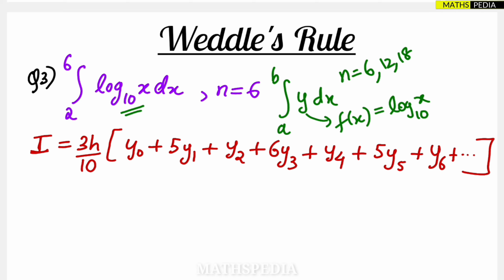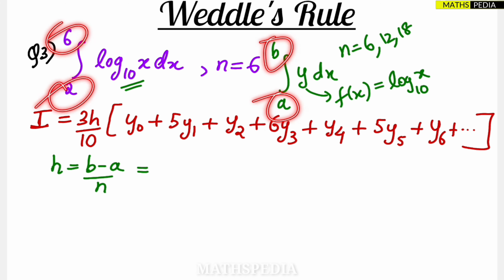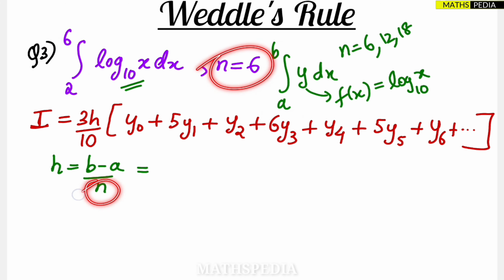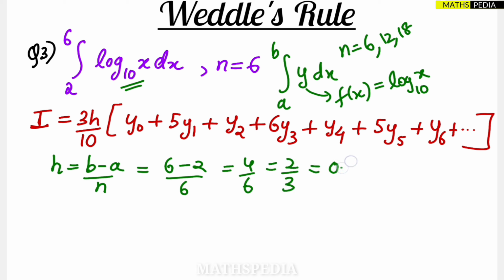I'll show you. Beside this, you will be able to see the calculation through the calculator also. Let us calculate the value of h, which is nothing but (b minus a) by n. The upper limit b is 6, and the lower limit a is 2. The n value we already know, just substitute here. So (6 minus 2) by 6 is 4 by 6, which is equal to 2 by 3, or you can write it as 0.66666, and so on. So we have to consider this h and make the table.